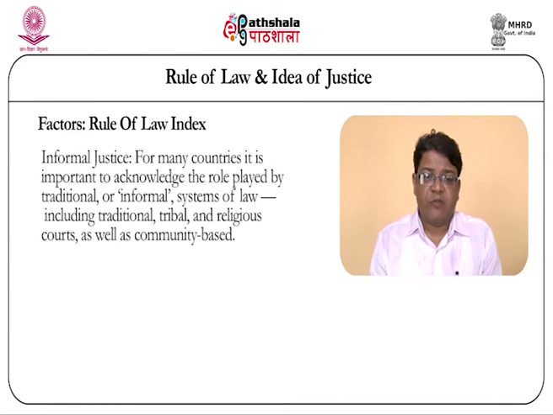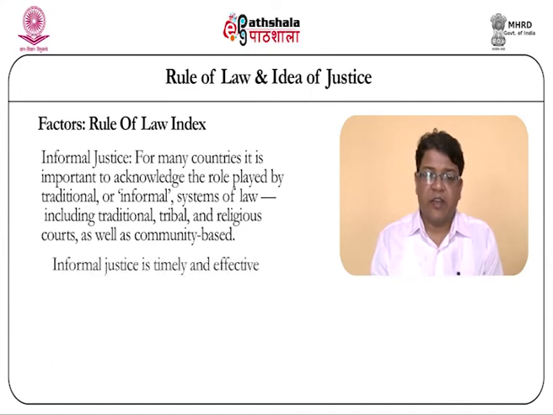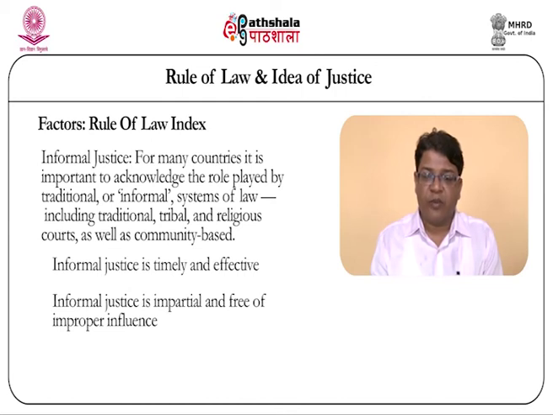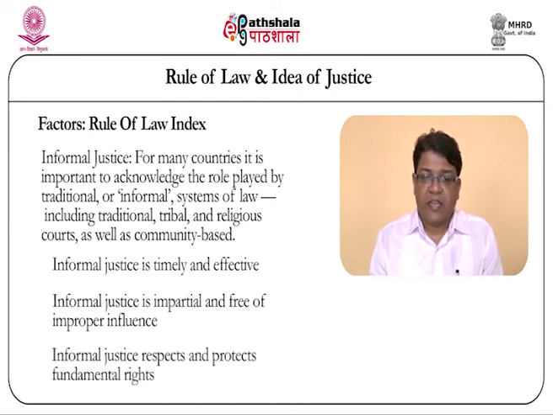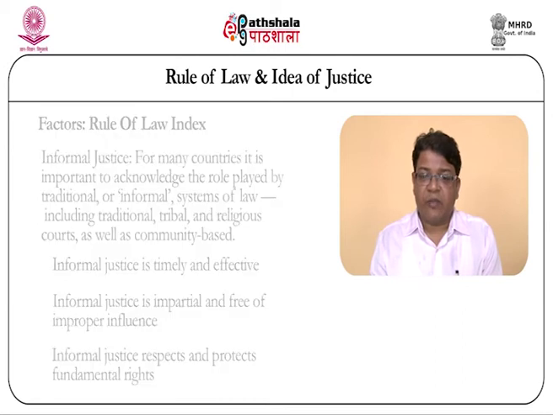Another factor is informal justice. For many countries, it is important to acknowledge the role played by traditional or informal systems of law, including traditional, tribal and religious codes as well as community based ones. It has 3 indicators. The first is that informal justice is timely and effective. It is impartial and free of improper influence. It is respected and protects fundamental rights.